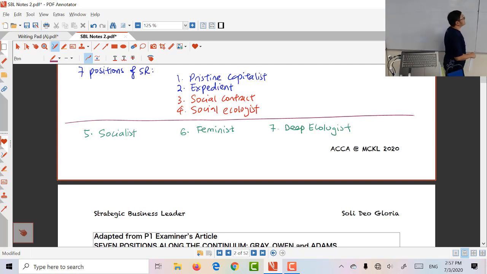Okay, now I have intentionally put it up in this manner so that you can see why 5, 6, 7 were not in a chronological order, like it goes down 5, 6, 7, but it was like one horizontal line. I'll tell you why later. Now, what comes after this line are called the radical position or the radical view, the extreme position or radical view.